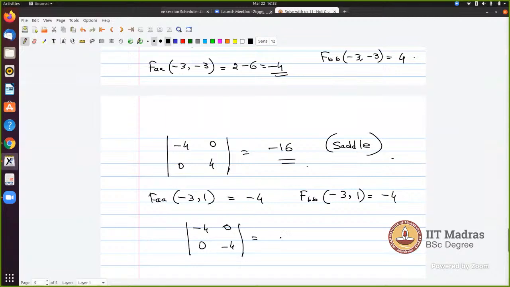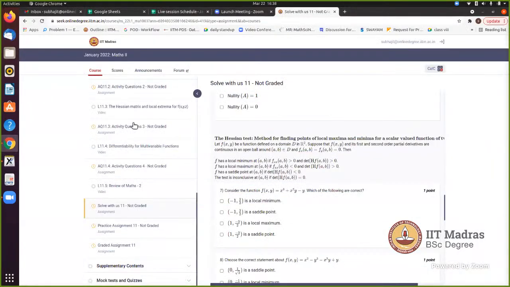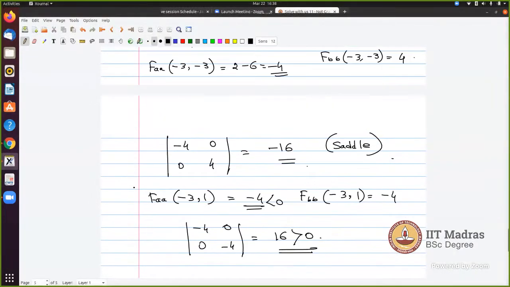So this is minus 4, 0, 0, minus 4, right? So this is 0 and this is 16. This is greater than 0, this is less than 0. So let me see what condition the maxima is satisfying. This maxima condition is satisfied, so this point is a local maxima.